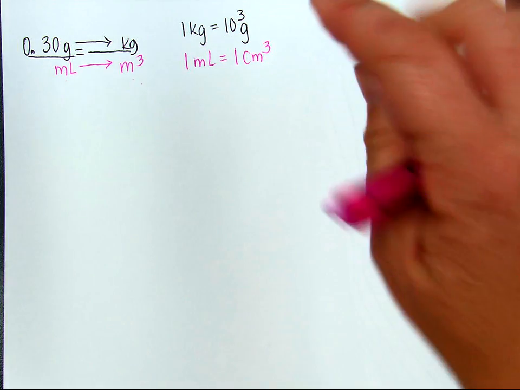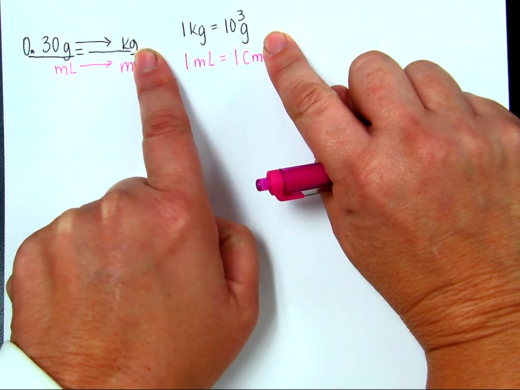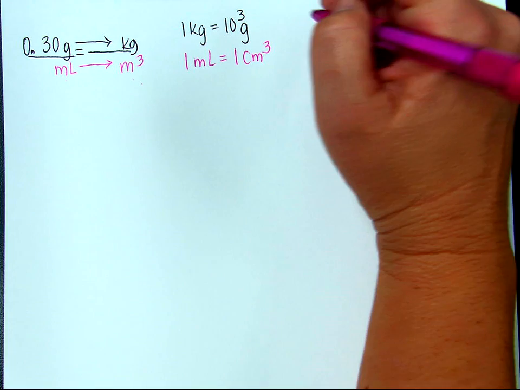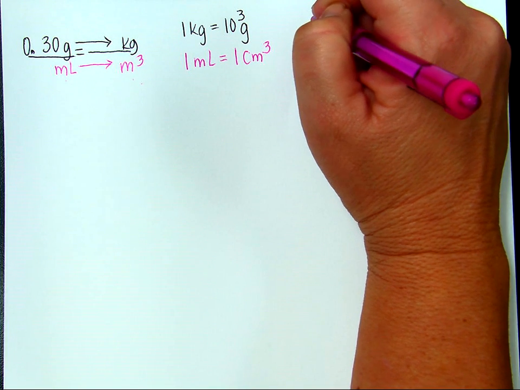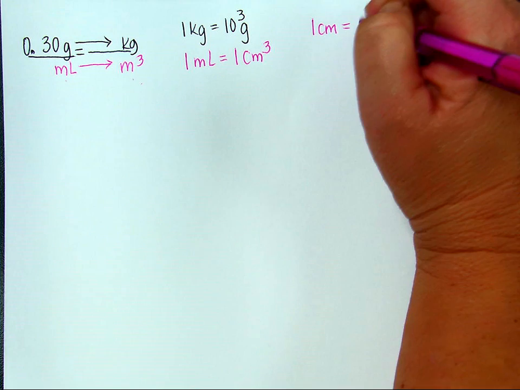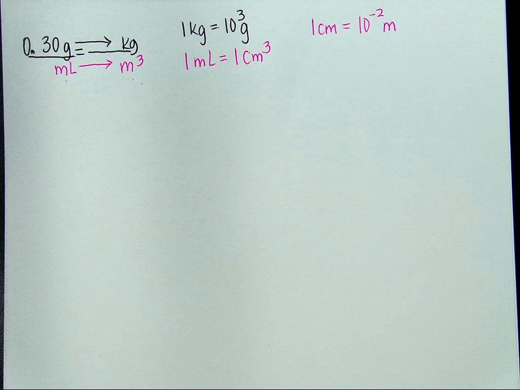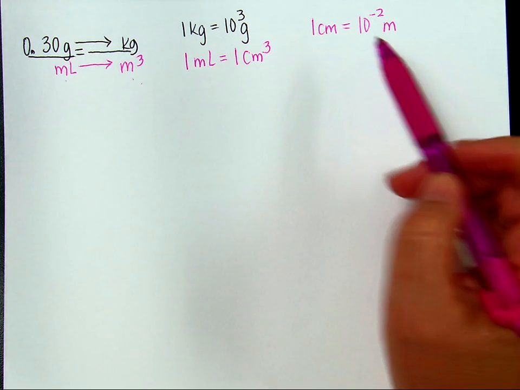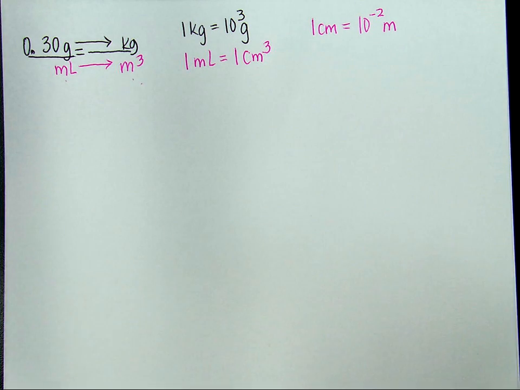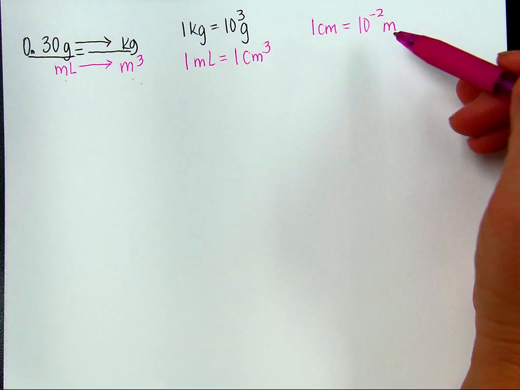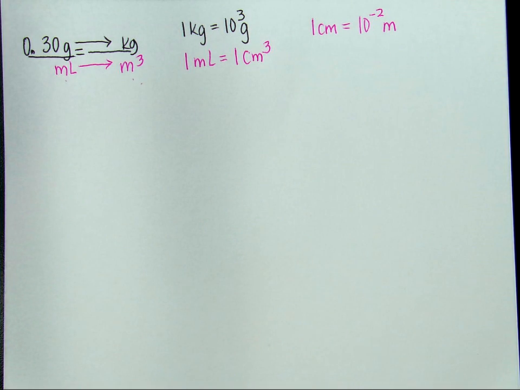So I hope that you can see, if you cover up the cubes, that there should be something that you recognize about centimeters and meters. And let's come over here and write that down. I know that a centimeter is equivalent to 10 to the minus 2 meters. So this would be an example of being able to derive a relationship from something that we already know. Remember, this is a ratio. It is a proportion. It is a relationship. And I can do anything I want to this ratio as long as I do it to both sides, as long as I don't change the proportion.